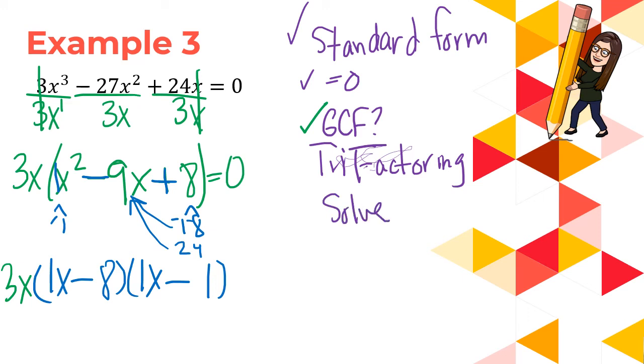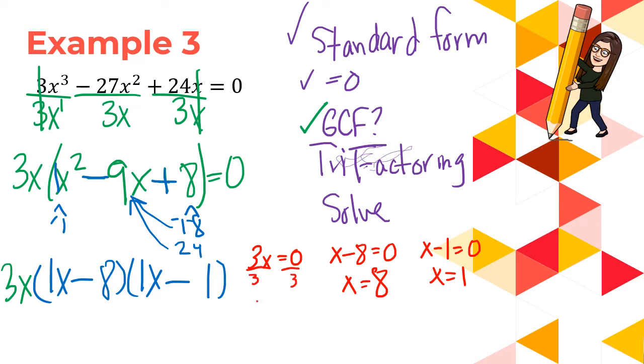Let's set every factor equal to 0. So I have 3x equals 0, I have x minus 8 equals 0, and I have x minus 1 equals 0. Hey, those are easy. Add 1, done. Add 8, done. Okay, you don't have to show me you're adding 8. Those are super easy. Ooh, divide by 3. What's 0 divided by 3? 0.